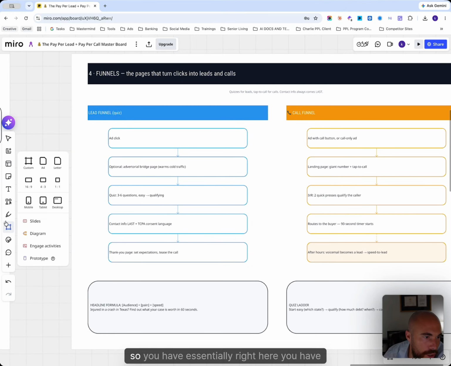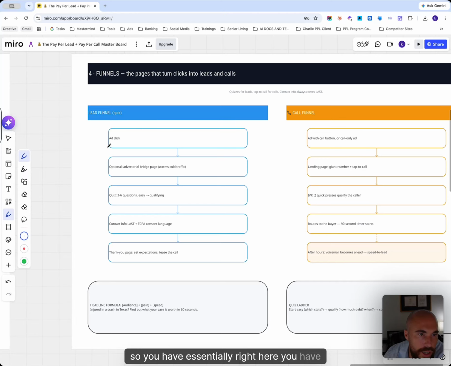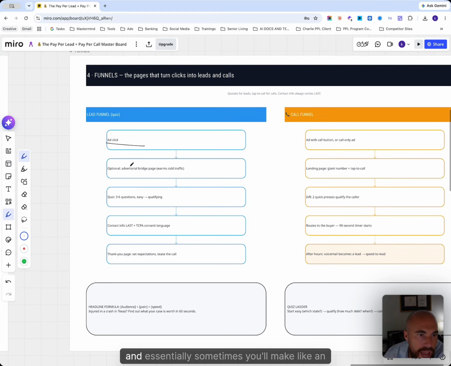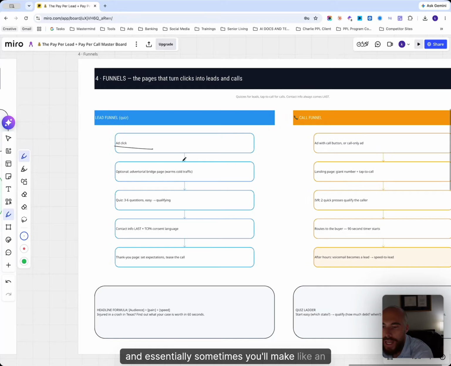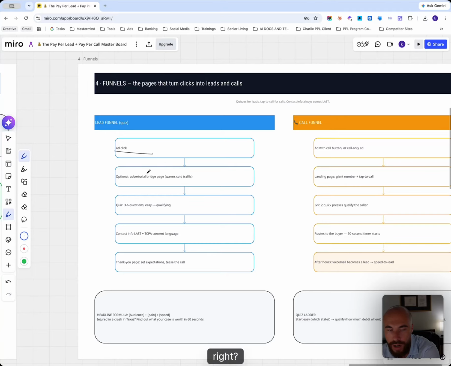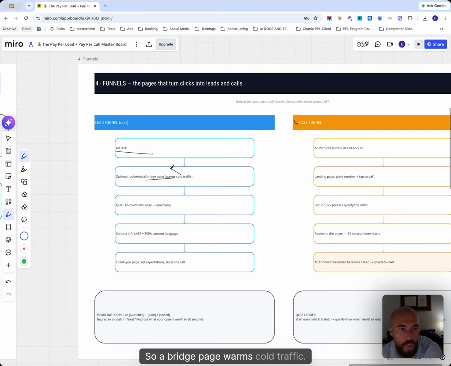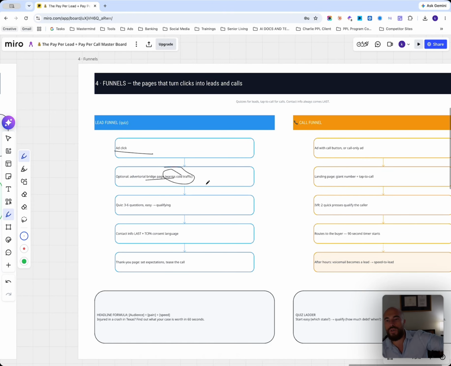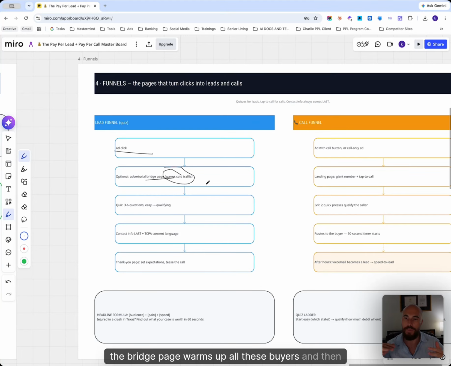Essentially, somebody will click an ad, and sometimes you'll make an advertorial. If you've ever seen a listicle, it's just an article about the thing, and that's called a bridge page. A bridge page warms cold traffic. The reason it's good to do this is that if you're running ads to a very cold audience, the bridge page warms up all these buyers, and then they land on the next page to fill out the form.